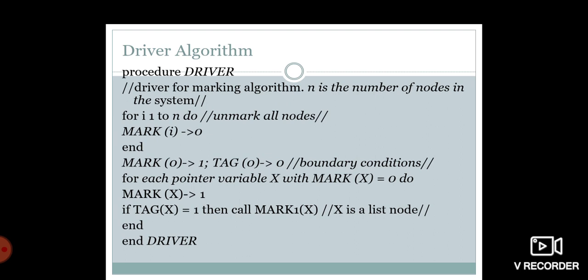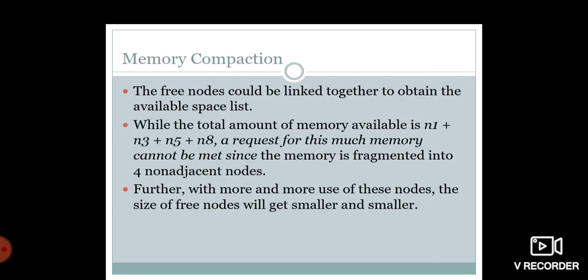Then mark of x is equal to 1. If you find a node which is in use, you change 0 to 1, and if it is in use, you change the tag equal to 1, and then you go for further processing. This is the driver algorithm for further processing. The next one is called memory compaction.